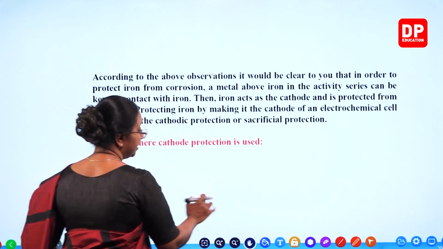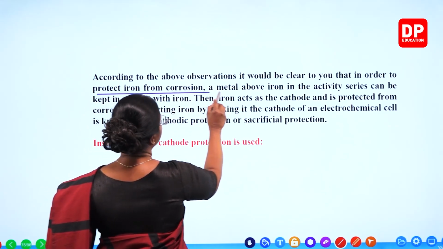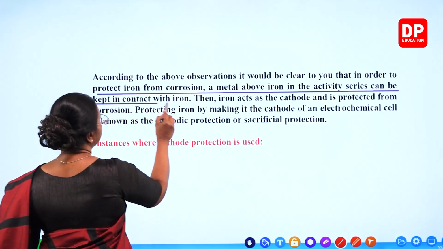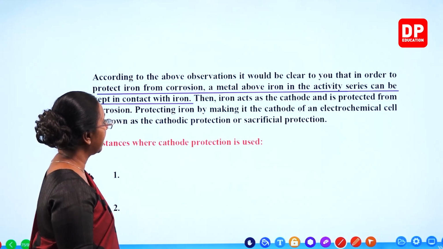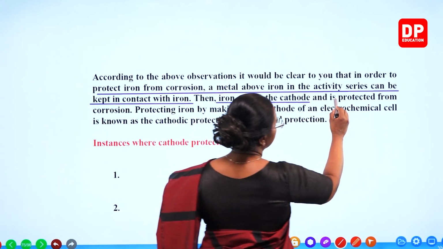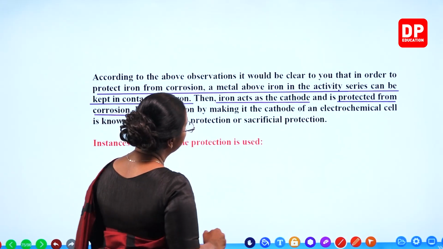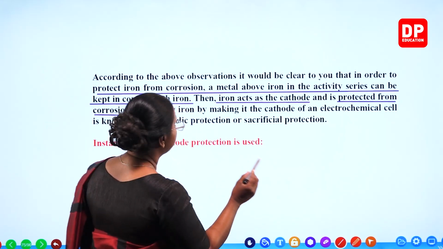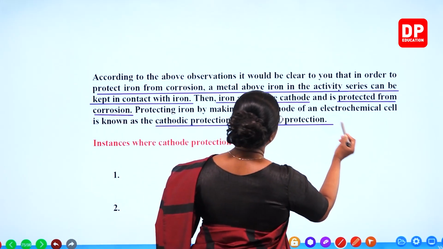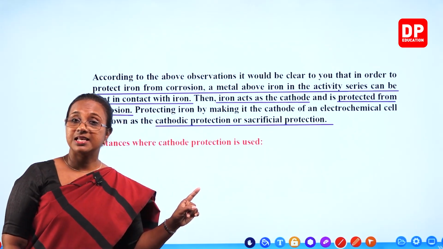So that is something you have to remember. In order to protect iron from corrosion, a metal above iron in the activity series can be kept in contact with iron. Then iron acts as the cathode and it's protected from corrosion. Protecting iron by making it the cathode of an electrochemical cell is known as cathodic protection or sacrificial protection. Cathodic protection because iron acts as the cathode.